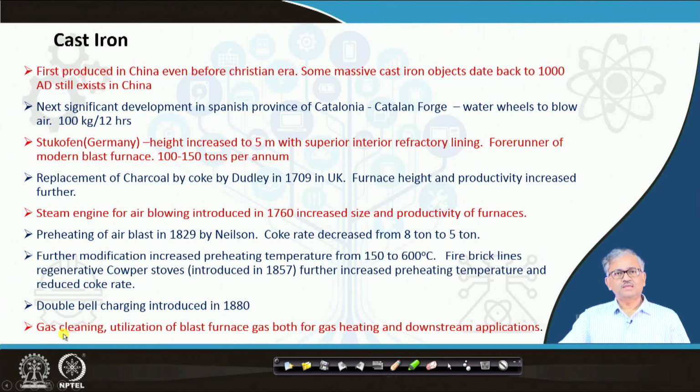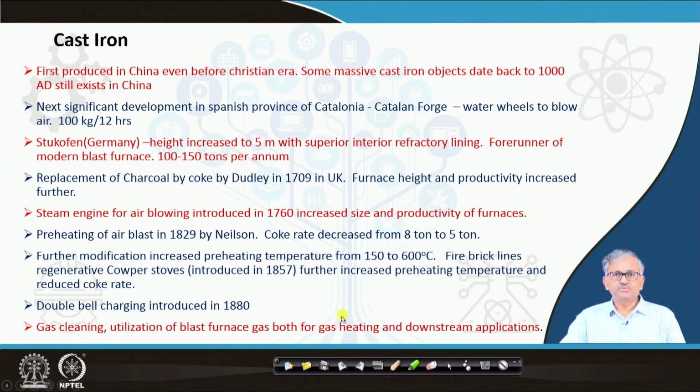And then gas cleaning, that is the electrostatic precipitator, when it comes, then gas cleaning becomes more effective. And then utilization of the blast furnace gas for gas heating, that is the Cowper stove, as well as downstream application came. Further development we have discussed already, the modern blast furnace development, how the coke rate decreased over time. So this is how cast iron evolved over time.